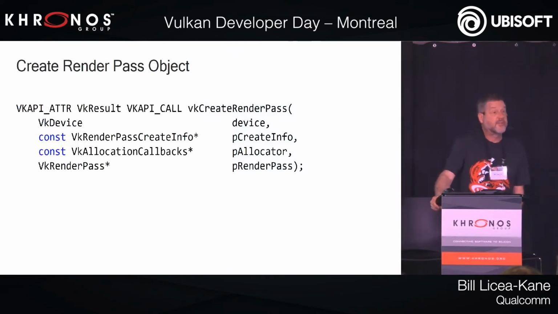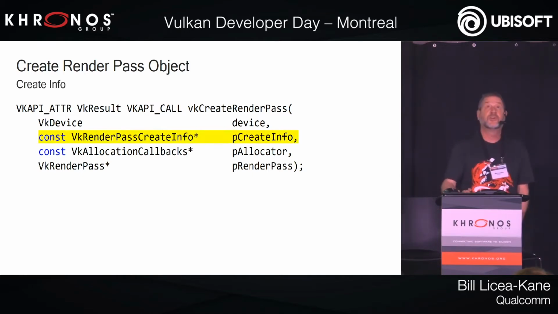So to create a render pass object, in Vulkan in general, you have calls to create an object. You pass in the device that you want the object to be created on. You pass in a structure, which is the create info, and an allocator that's optional, which you could use to allocate host memory or track host memory. And then it will return to you the render pass object. And this is consistent for all of the different create object APIs.